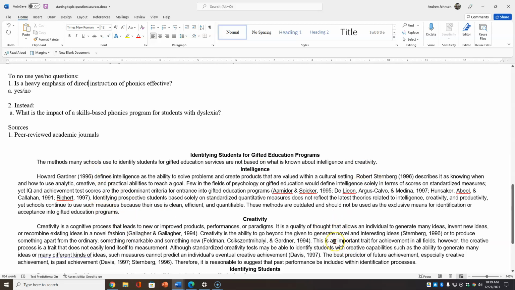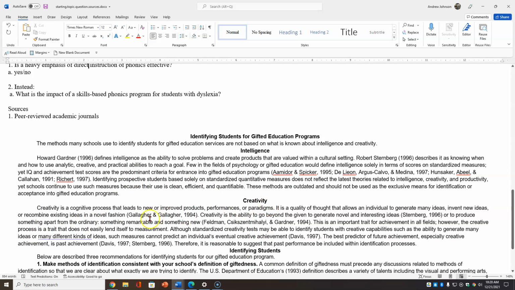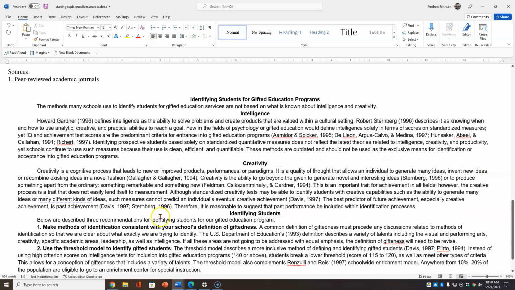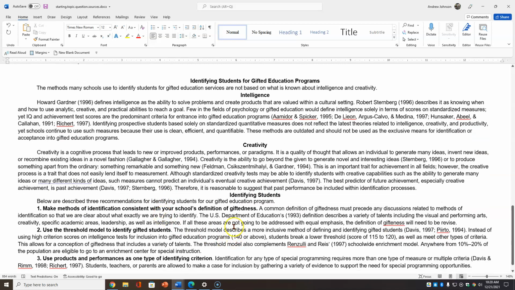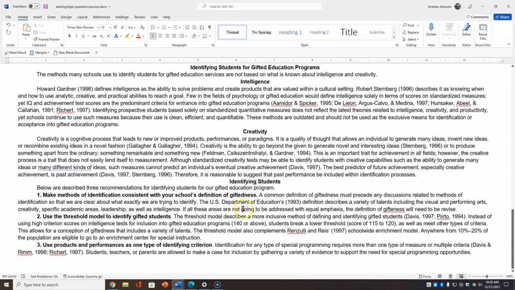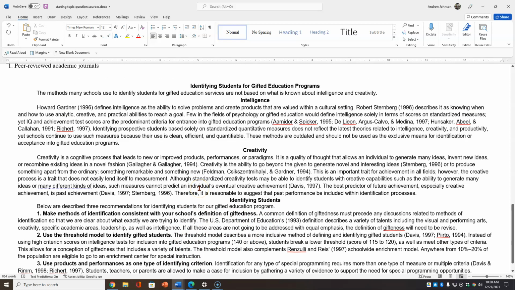It's not what Andy says. It's what the sources say about identifying students for gifted education programs. Howard Gardner defines intelligence. Creativity is a cognitive process. All right, I'm citing my sources. This is what the literature says. Identify students. All right, these are my different sources. This is just a small sample of what the end state might look like.